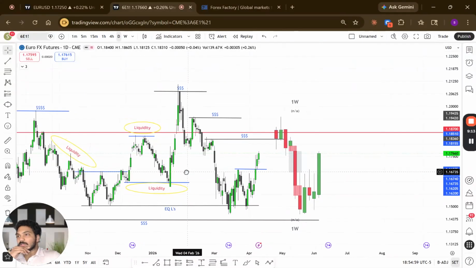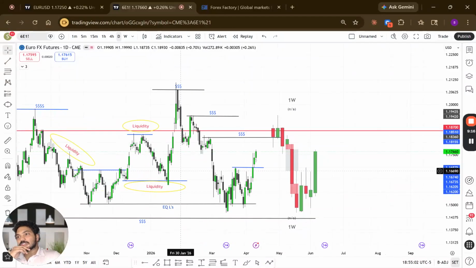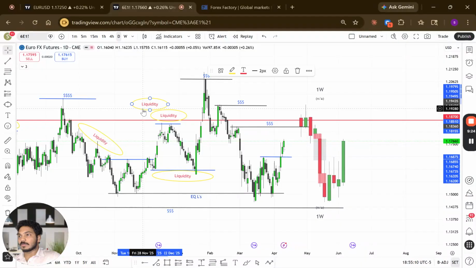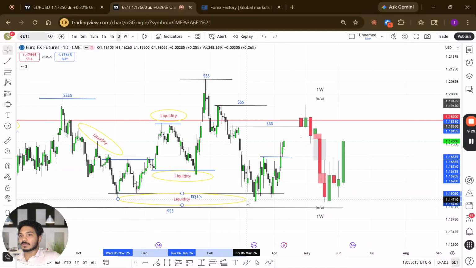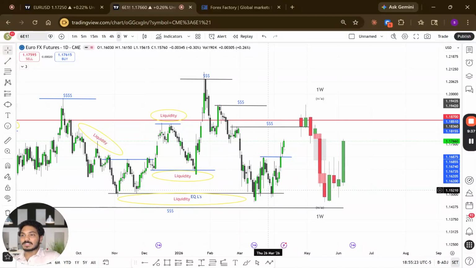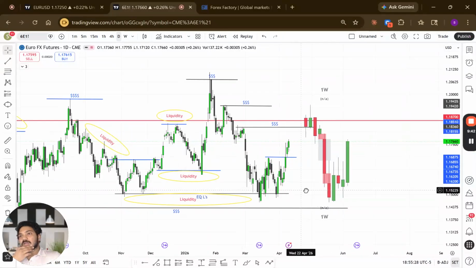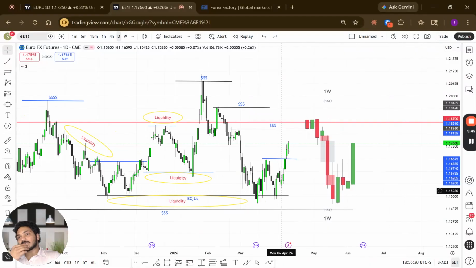So we can expect institutions to take out the liquidity below this low, and we can also find liquidity below this low, right? Below these equal lows. And so it came down, taking all that sell side liquidity, and currently our market is in a range bound market right now. We saw a little consolidation.